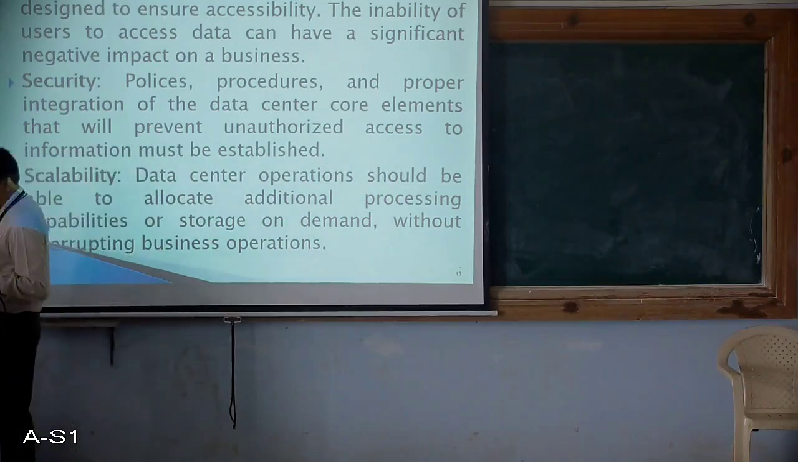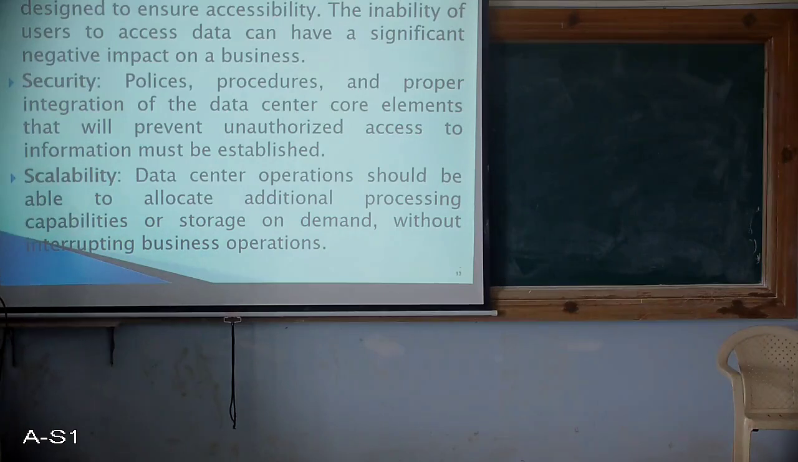So that is the focus. So this is the key feature of the data center. A data center should ensure all its resources are available all the time. That's what the first characteristic is suggesting. So all the elements should be designed to ensure accessibility. The inability of users to access the data can have a significant negative impact on a business. That itself shows that the data center is not properly designed.